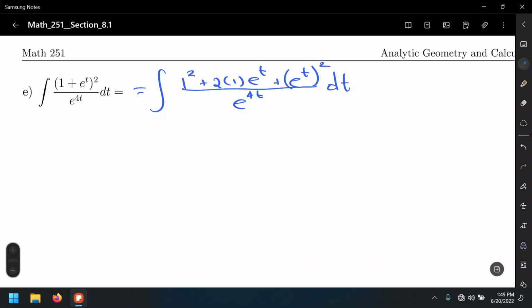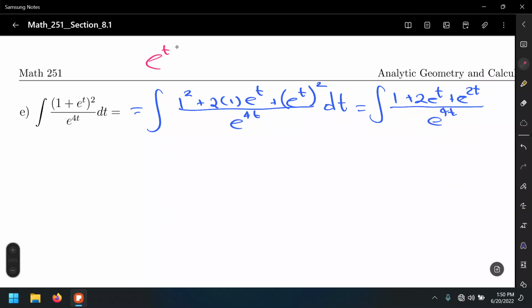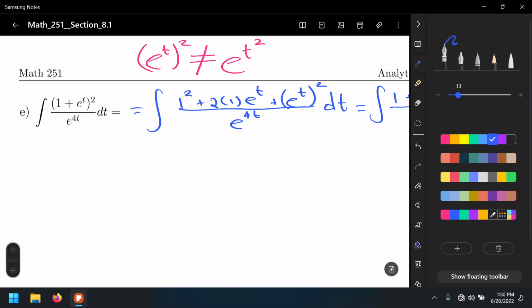All right? And then let's simplify the parentheses and everything. So that's the integral of 1 plus 2 e to the t plus e to the 2t. All right? Be careful with that one, because another common mistake is to write it as e to the t squared. Be careful with this one. Okay? And that with respect to t.